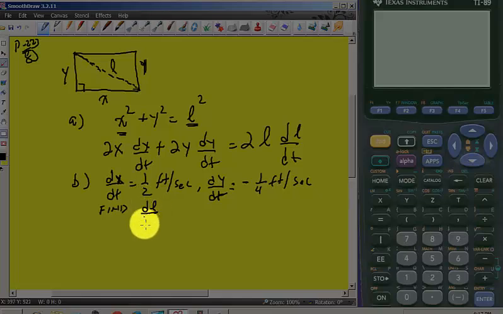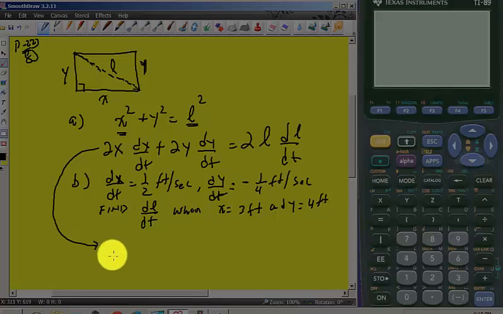So dL/dt when x is equal to 3 feet and y is equal to 4 feet. Alright, we already took the derivative of this relationship, so all we have to do is plug in the information. That's all I'm going to do right here. So we're finding dL/dt, so that's located right there. Everything else we're going to plug in.